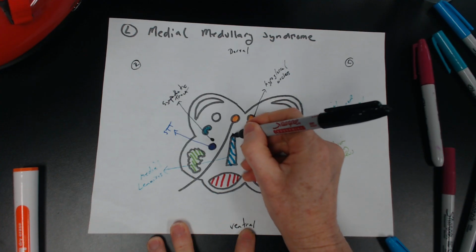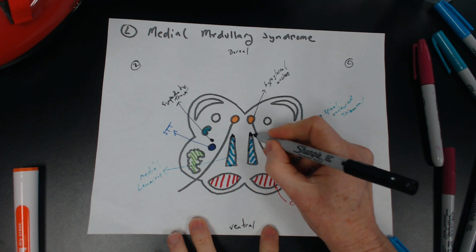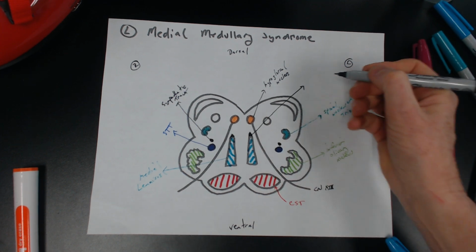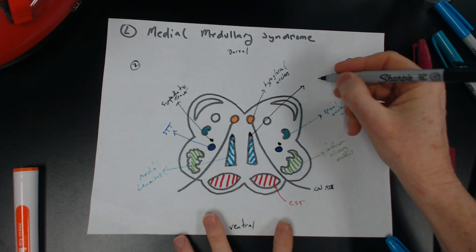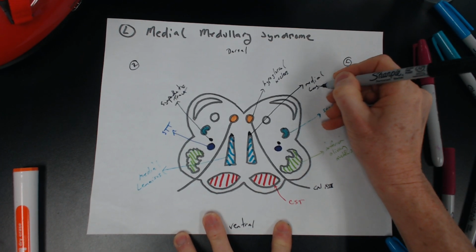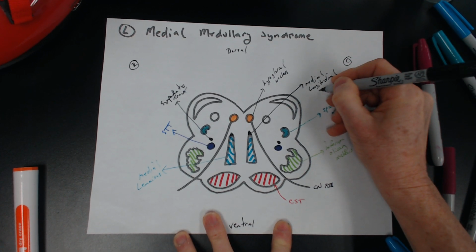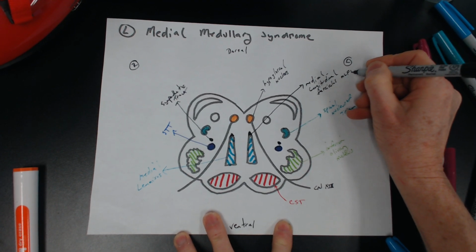Dorsal to the medial lemniscus, it's going to be this tract that we've talked about that's involved in coordination of eye movements or conjugate eye movements. It's responsible for connecting that vestibular nucleus with the nuclei of cranial nerves 3, 4, and 6 bilaterally. Does anybody remember the name of that? It's an MLF. It's your medial, because it's medial, longitudinal fasciculus. So your MLF, medial longitudinal fasciculus.